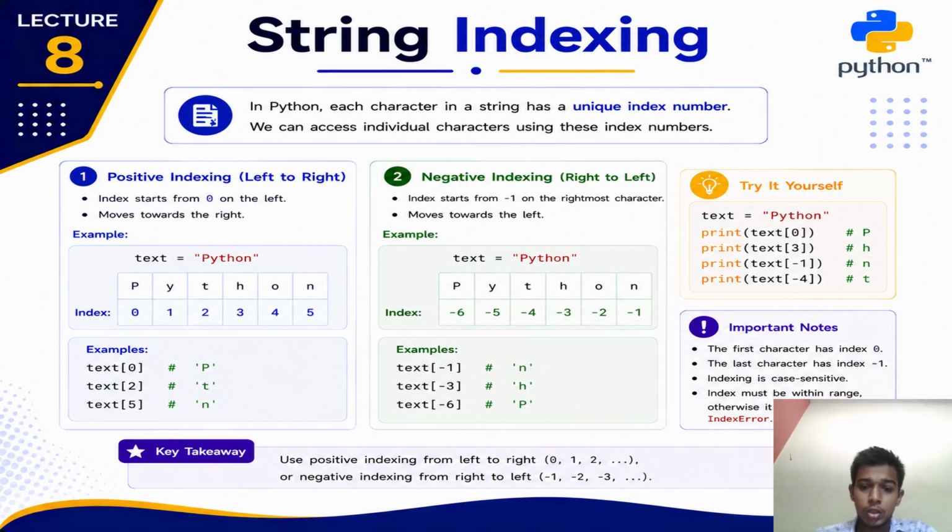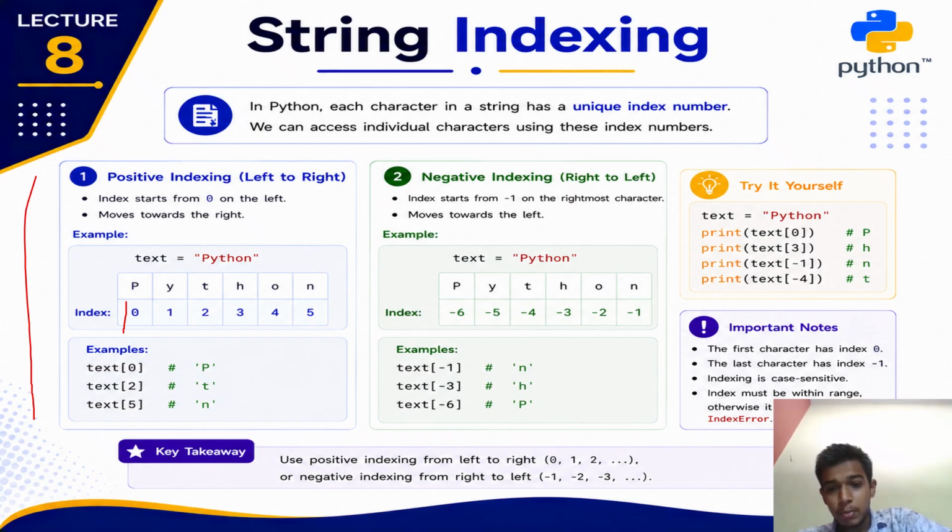Let's first discuss positive indexing. So, what is positive indexing? Like you can see here, positive indexing starts from left side to right side. The first character always has index 0. So, in the word Python, the index of P will be 0, the index of Y is 1, T has the index 2, H has the index 3, O has the index 4, and N has the index 5.